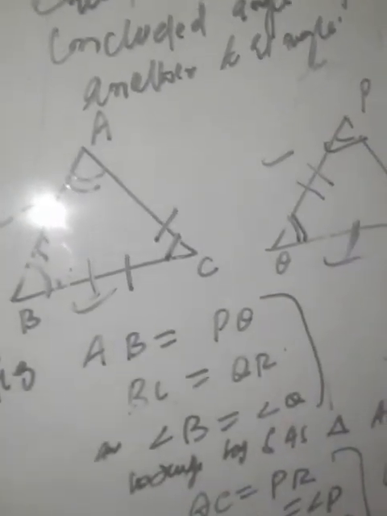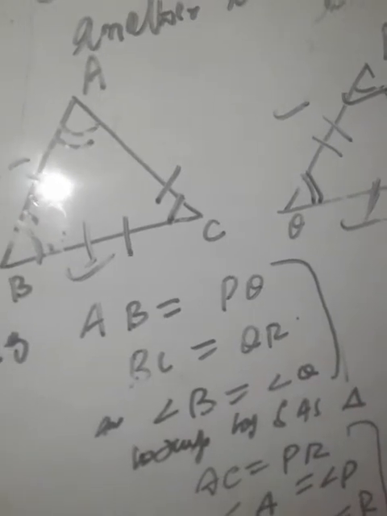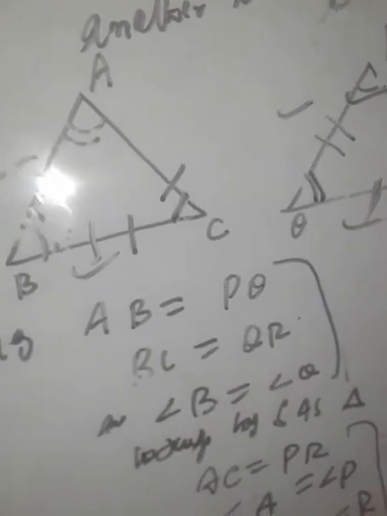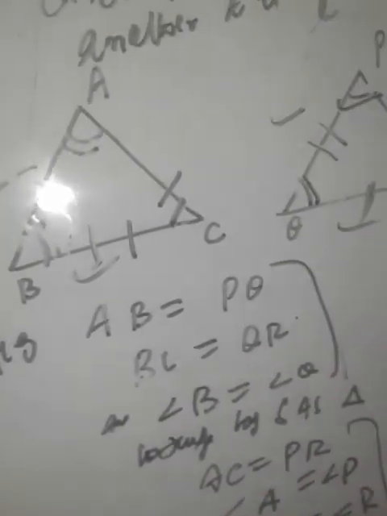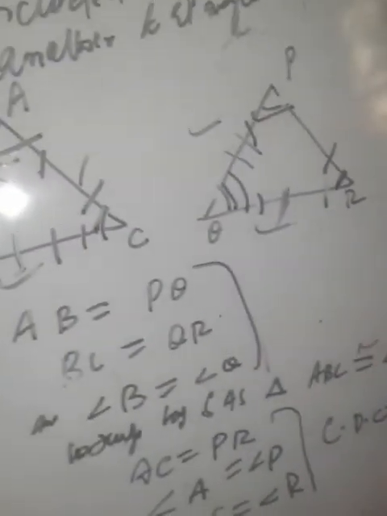Included means, again I will repeat it, this angle which is between the two sides we choose. Any angle which is between the two sides we choose. Suppose if we choose this side and this side, then this will be the included angle. This side and this side, this will be the included angle. This side and this will be included.